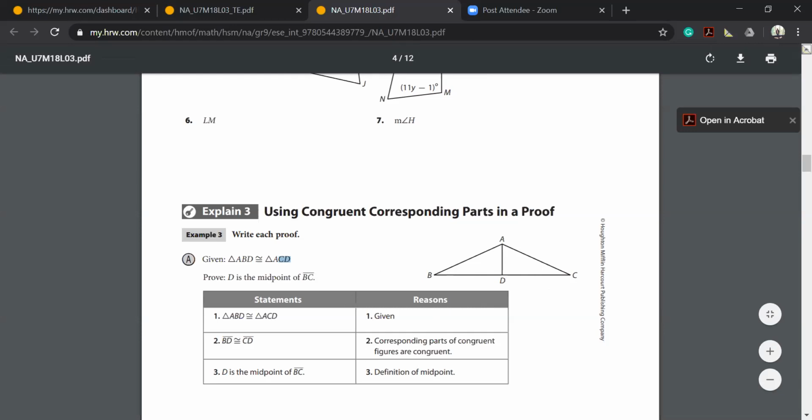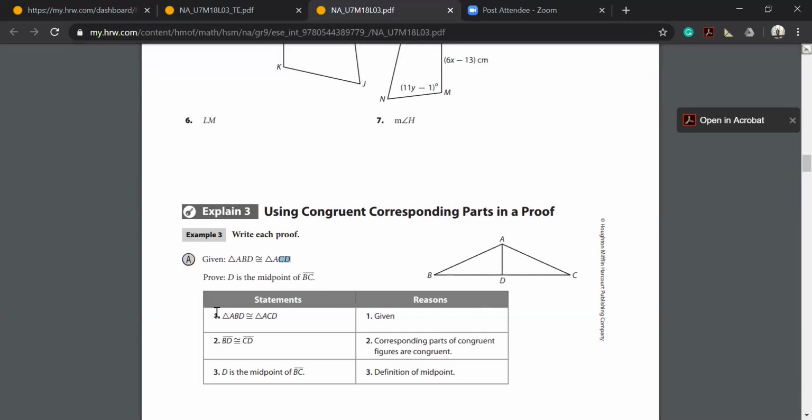Let's write the proof. The first statement of the proof will always be the given. Whatever givens he tells you, you should write them. So I wrote here triangle ABD is congruent to triangle ACD, statement 1. And why did I write this? Because this is given. So the first row in any proof will never change. Always you will find what is given, you will write it, and then you will write the reason is that this is given.